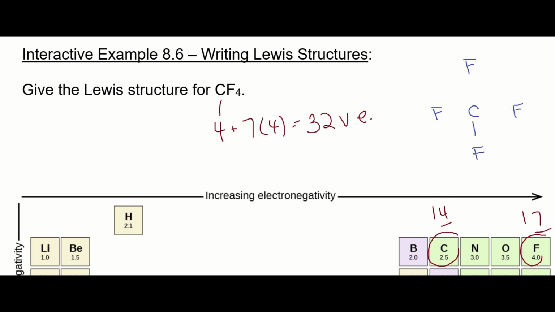Let's create a bonding pair between each of the terminal atoms and the central atom. Each of those bonding pairs is 2 electrons that are shared, so let's reduce our total number of valence electrons by 8. So we're down to 24 valence electrons.